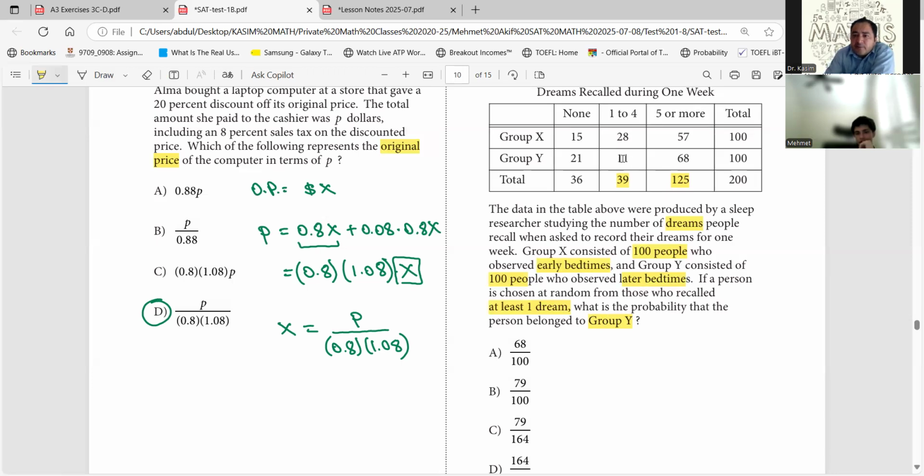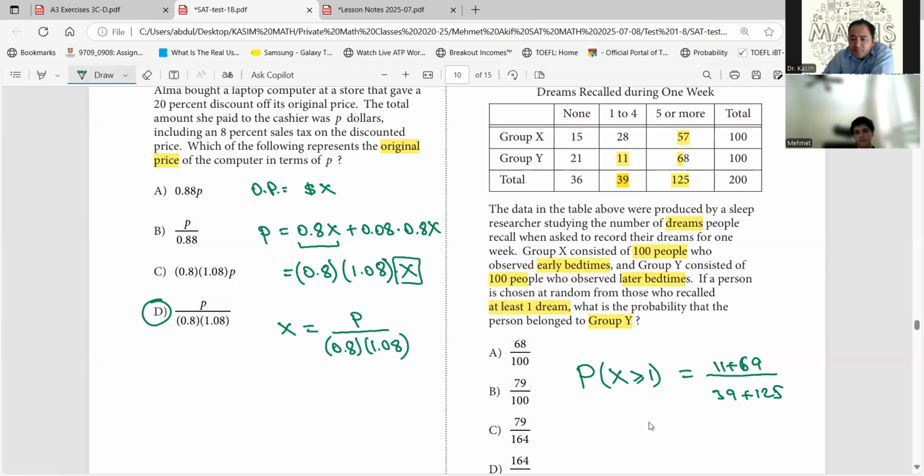99, 79. 79, right? That's it. So if you just pick randomly from those who could remember at least one, that is 39 plus 125. So maybe I should write like this. The probability of remembering at least one would be, at the top, we have 11 plus 68 divided by 39 plus 125. Does it make sense?